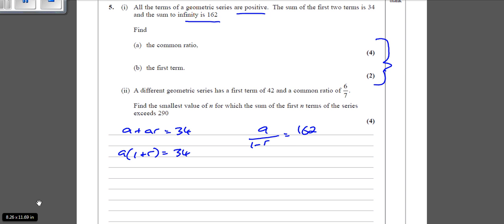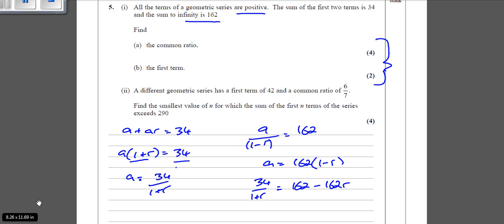So if we move this to the other side, we've got a equals 162, that's 1 minus r. And if we move this underneath, that's going to be a equals 34 over 1 plus r. So we've got 34 over 1 plus r equals 100, if we multiply this out, 162 minus 162r. Then we can bring this up to the right hand side.